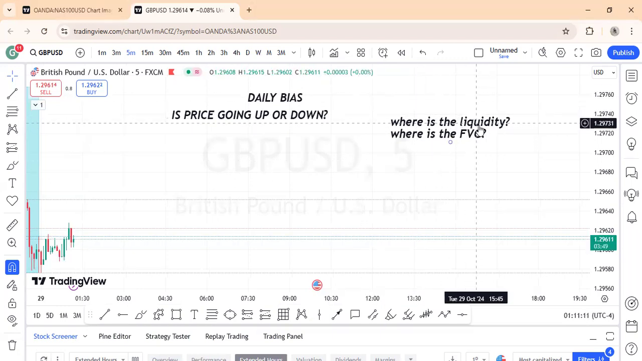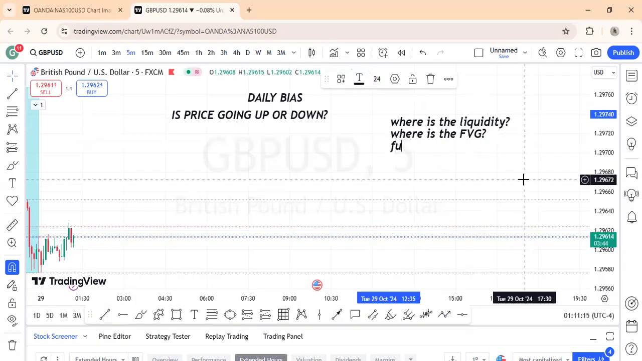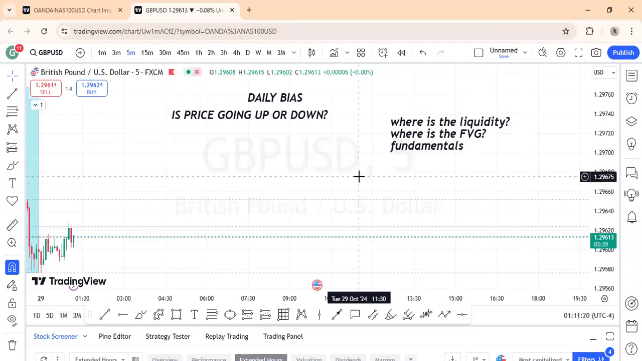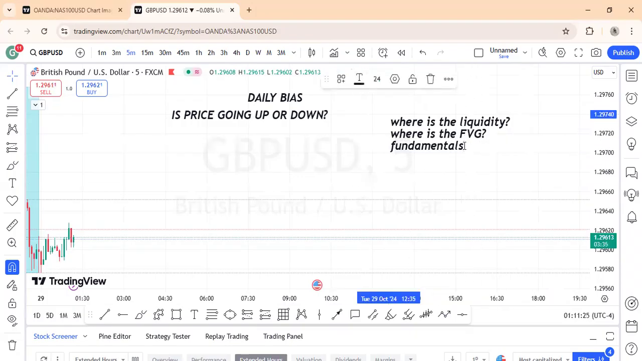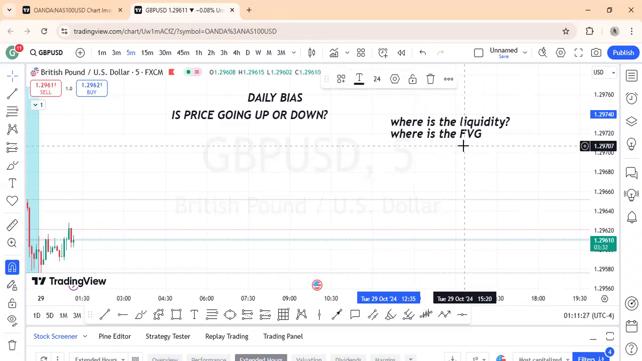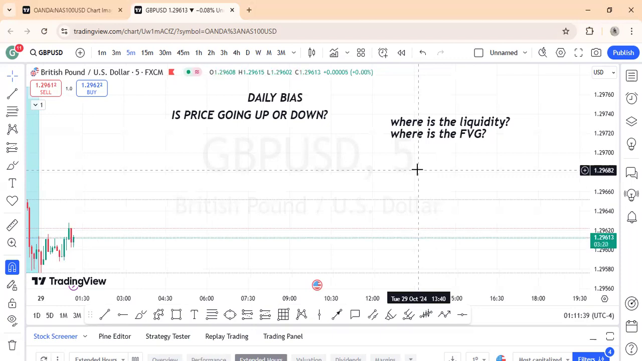Of course, another thing that also affects price is fundamentals. Fundamentals are kind of helpful to know where price is likely to go. But from a chart perspective, which we should be covering today, from a technical perspective, we ask two questions: where is the fair value gap and where is the liquidity? If you can answer them properly, then you will be able to tell where the market is going. That is essential to trading daily bias.